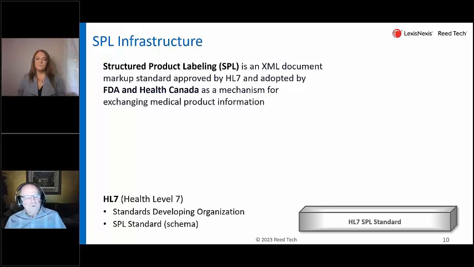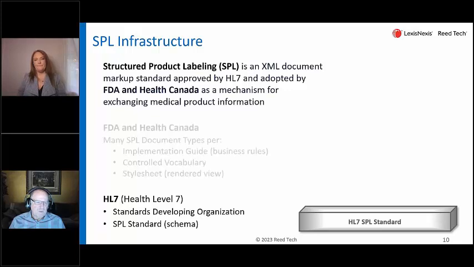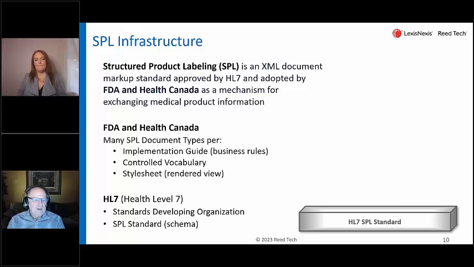But that schema is what Health Level 7 provides. And it's the very same schema that FDA uses and Health Canada uses. And that's put together by that standards developing organization, Health Level 7. So FDA and Health Canada layer on top of that some business rules, these implementation guides, controlled vocabulary, and style sheet.